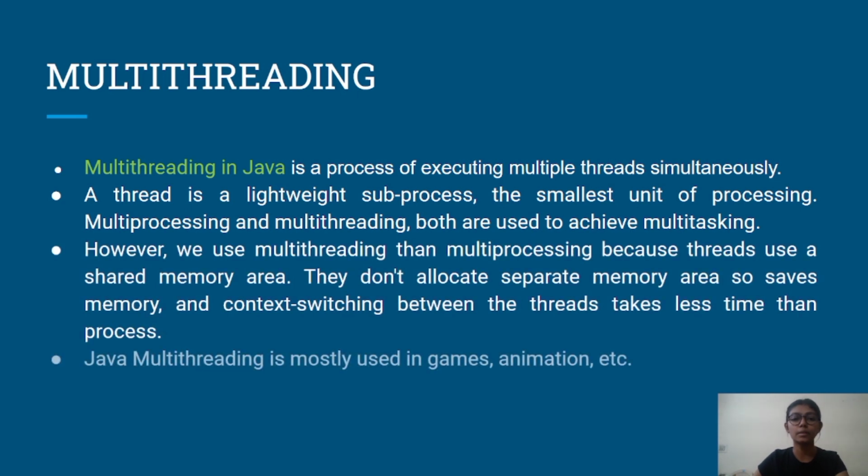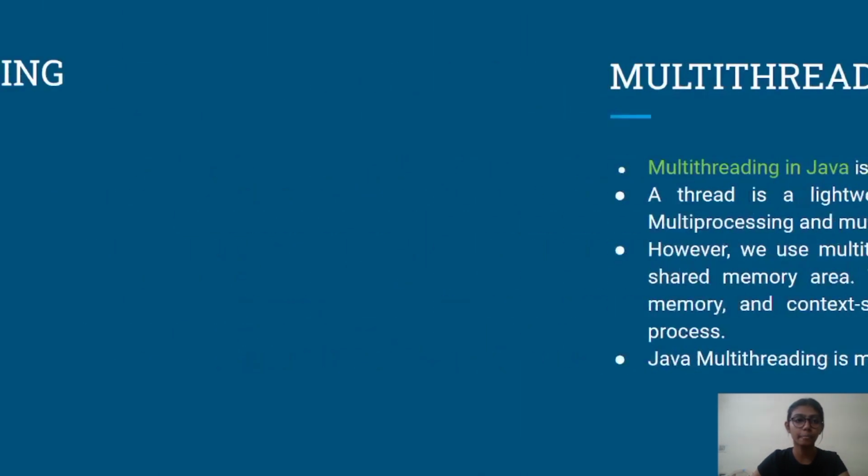Multithreading in Java is a process of executing multiple threads simultaneously. A thread is a lightweight subprocess, the smallest unit of processing. Multiprocessing and multithreading are both used to achieve multitasking. However, we use multithreading rather than multiprocessing because threads use a shared memory area and don't allocate a separate memory area, so it saves memory, and context switching between threads takes less time than between processes. Java multithreading is mostly used in games, animation, etc.